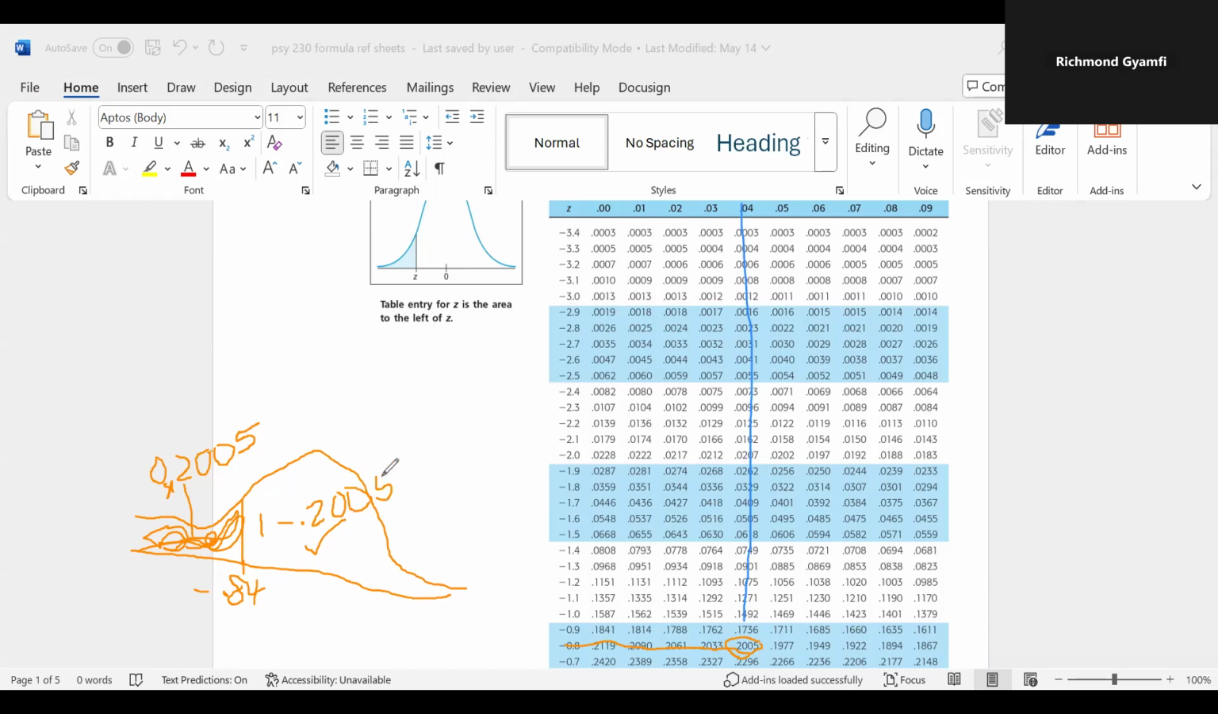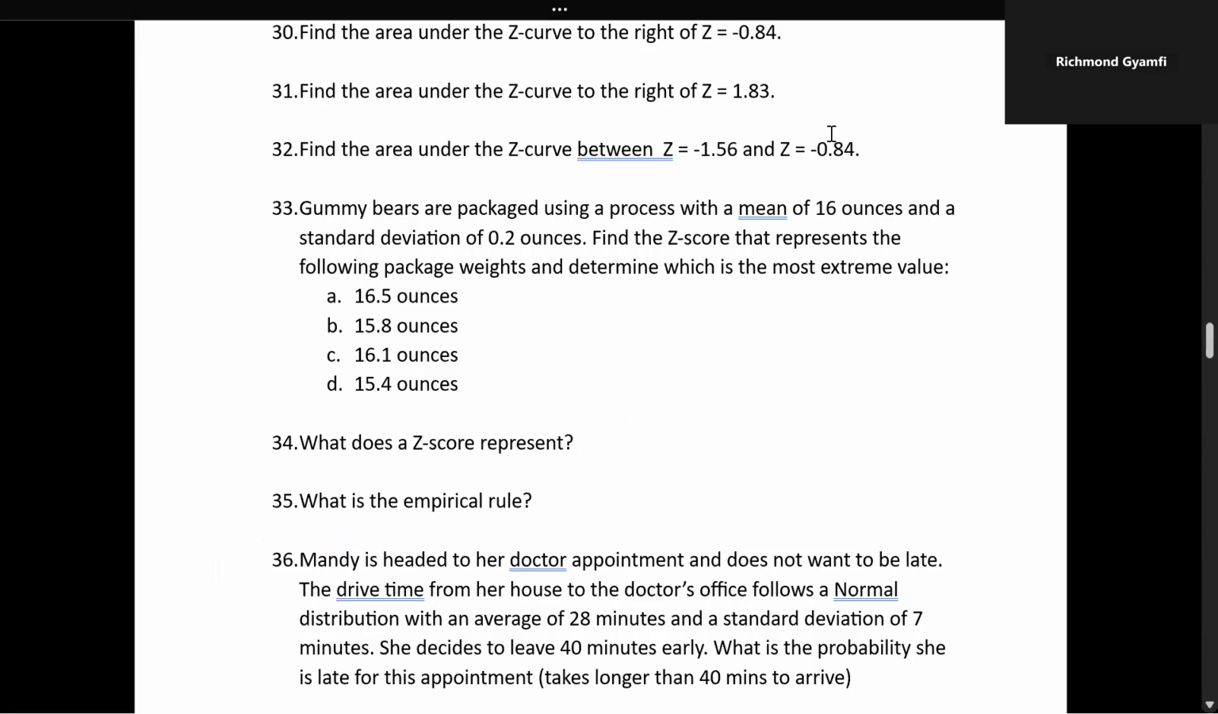And that's it. Okay. That should give you 0.7995. All right. The next one is to find the area between. We did an example like this in class, but we're going to do this again.